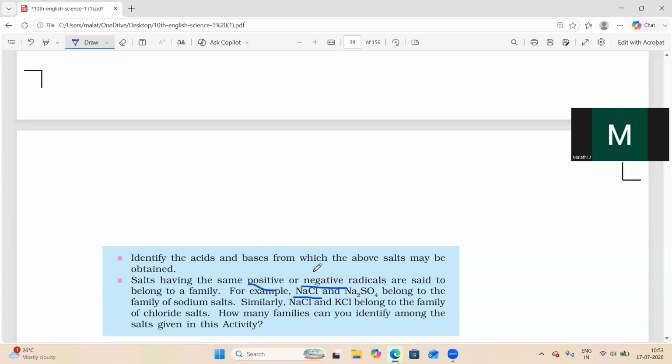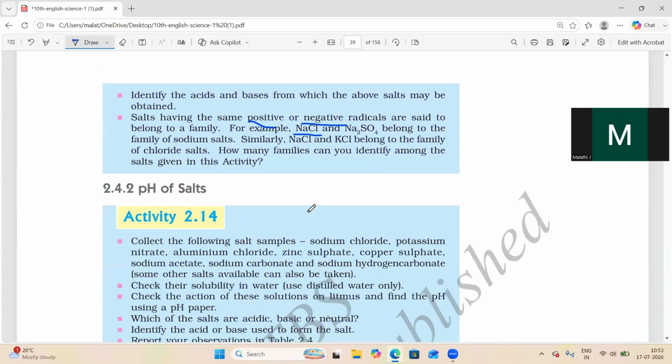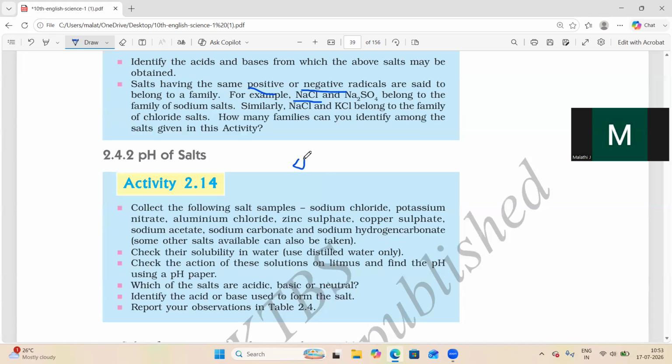Now, the family of salts. What are the salt families? Chlorides, sulfates, nitrates, iodides, carbonates and bicarbonates. These all come under the salt family.